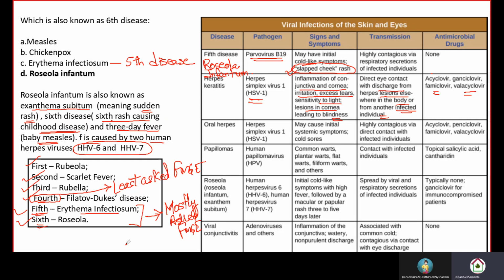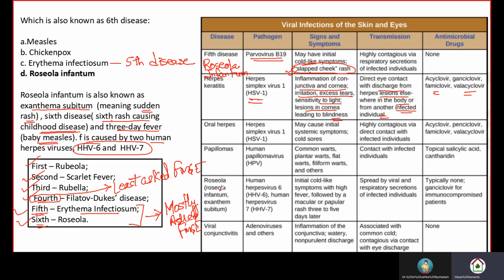Oral herpes, caused by HSV1, may cause initial systemic symptoms, cold sores, highly contagious via direct contact with infected individuals. The antiviral drugs include acyclovir, penciclovir, famciclovir, valacyclovir. Papillomas are caused by HPV or human papillomavirus: common warts, plantar warts, flat warts, filiform warts, and others. Spread by contact with infected individuals, and topical salicylic acid can be used for papillomas.